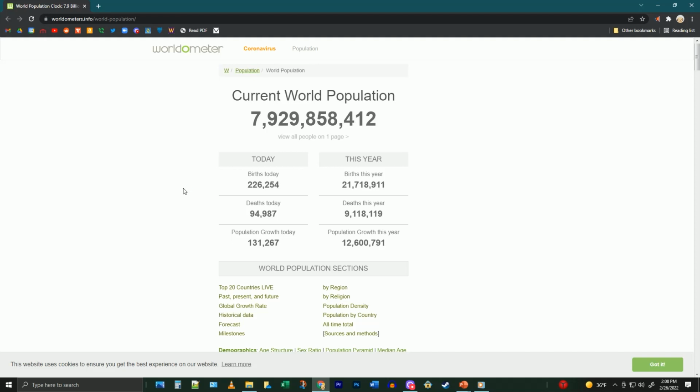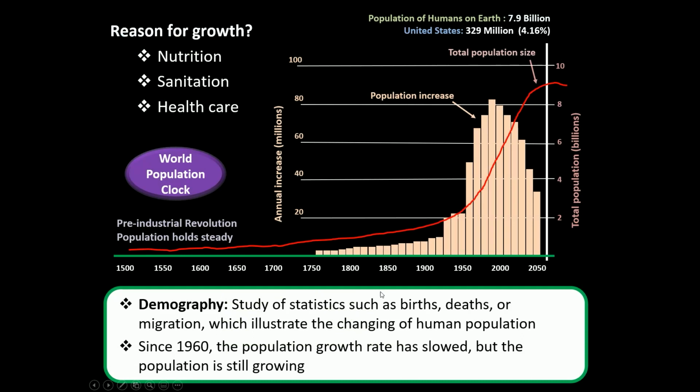And the data we've collected is supporting this notion that the population growth rate, while its population is still growing, it's slowing down. The study of statistics such as births, deaths, or migration when it concerns the human population is called demography, and a lot of these next slides are going to have to do with demographics.